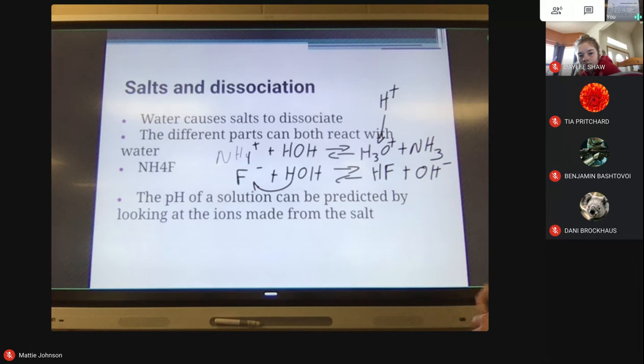Now here's the whole thing. With NH4F, we're going to look at, okay, if both of these things happen, the thing that is making more of either this or this is going to determine if it's an acidic solution or a basic solution, okay? So this is what happens when both things can do that. And I'll show you a very easy way to tell if something's an acid or a base by the end of this lesson, all right?